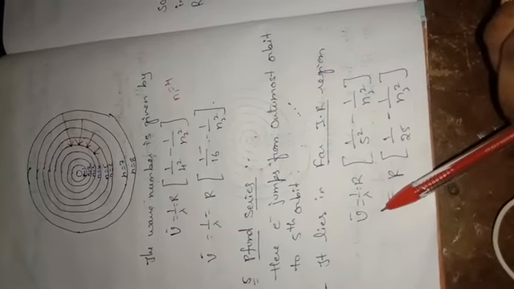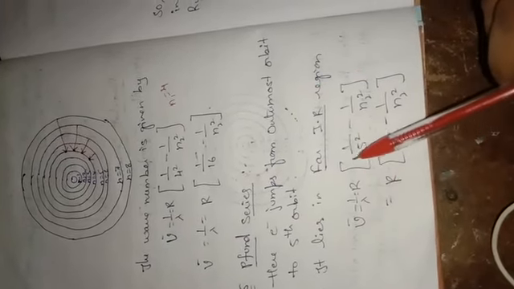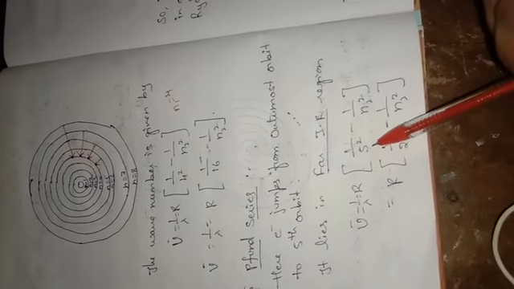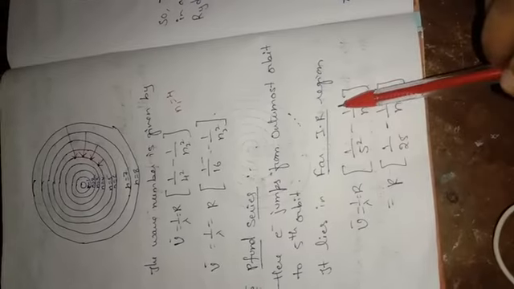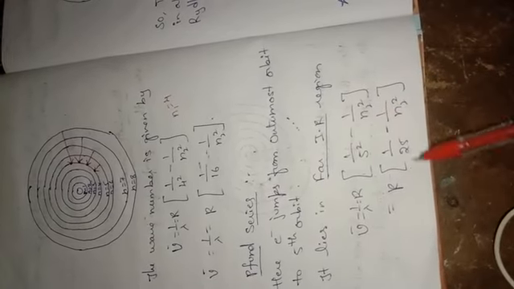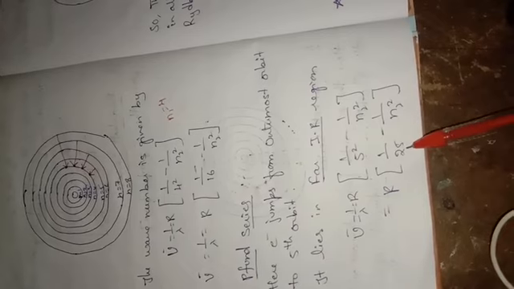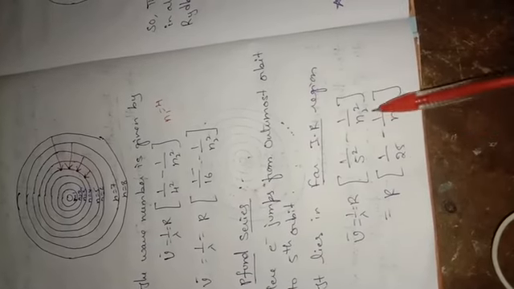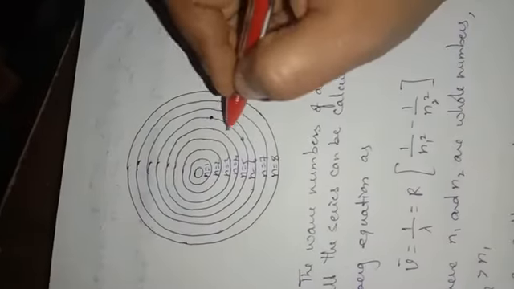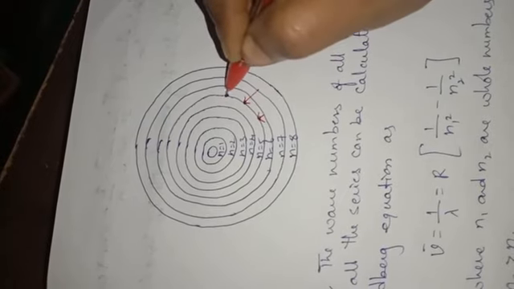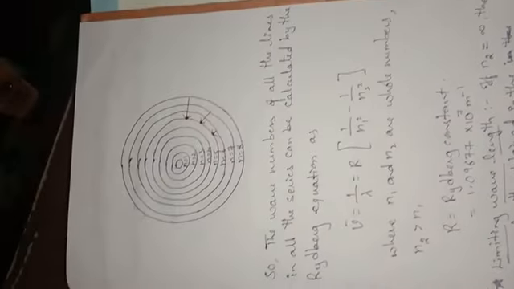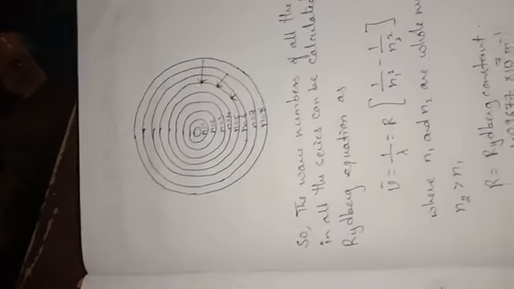So what is the formula you are going to get? Nu bar equal to 1 by lambda equal to R into 1 by 5 square minus 1 by n2 square. Why? Because here it jumps to the 5th orbit. So 5 square is nothing but 25. So R into 1 by 25 minus 1 by n2 square. The electron jumps to the 5th orbit, I said. So from the 6th orbit to the 5th orbit, from the 7th orbit to the 5th orbit, from the 8th orbit to the 5th orbit. Understand, children?